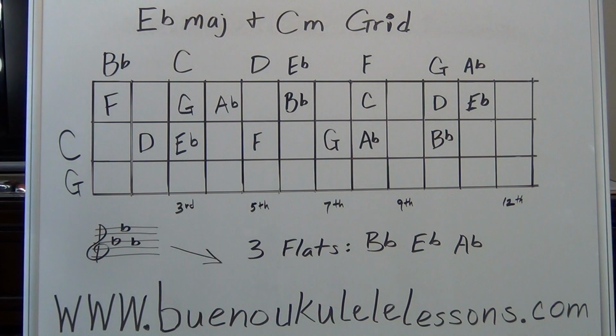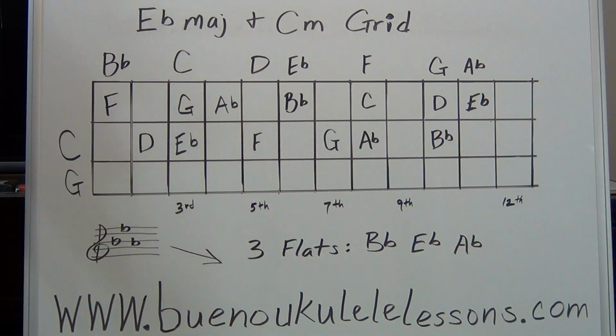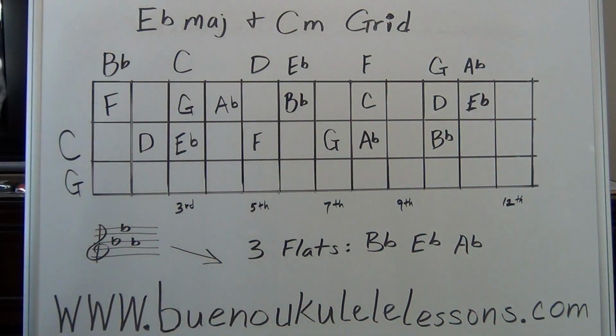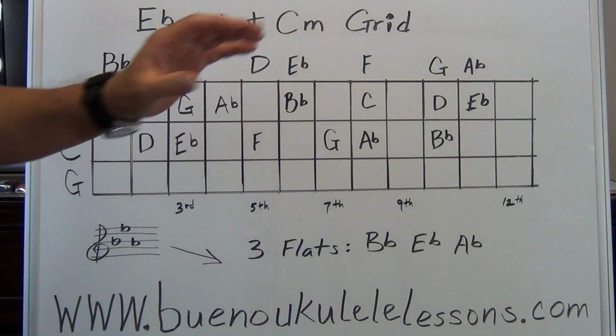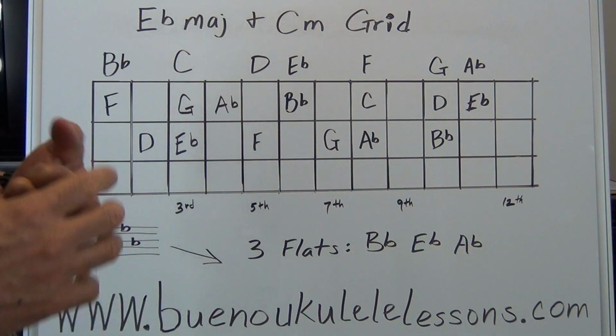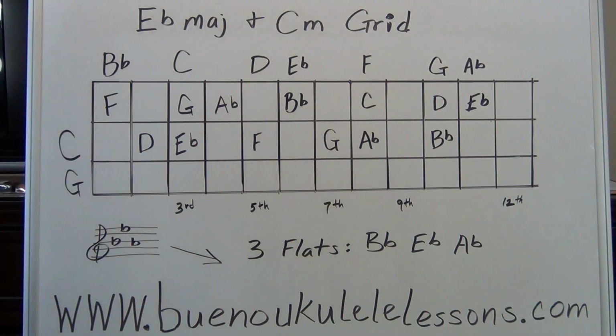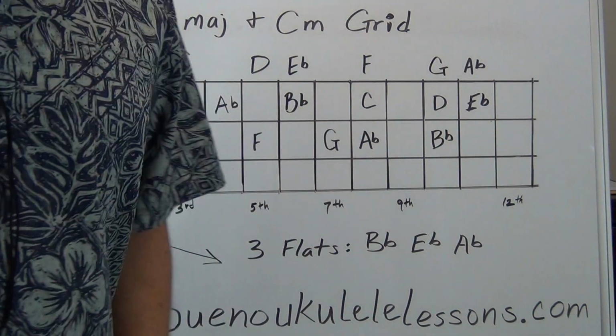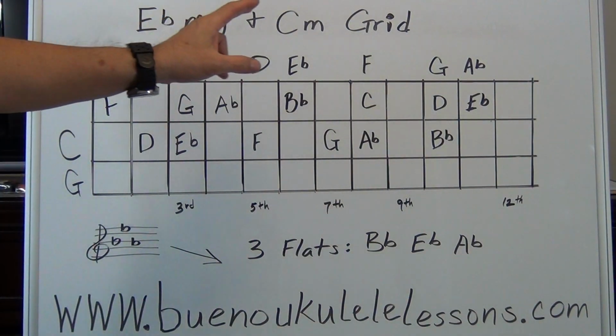Like I said earlier, this particular key, not a lot of people play in the key of E flat, although some people do. I would tend to think it's more on the jazz side when you get into E flat major, but ukulele-wise, C minor is relatively popular to play in. So we're learning this for the sake of knowing how to use the grid in the keys of E flat and C minor, if we're going to be playing in the key of C minor.